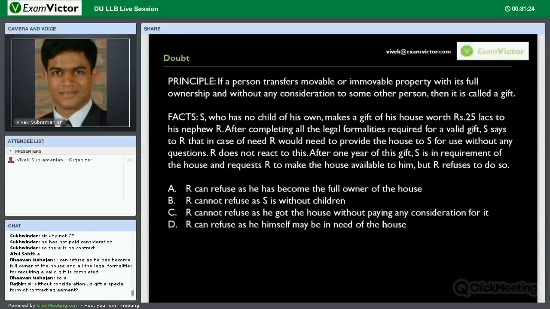The very concept of gift gives absolute rights to the donee, the person who has received the gift, and thereafter it is absolutely his discretion as to how he uses that house, how he enjoys that house. So the answer is A. R can refuse as he has become full owner of the house.